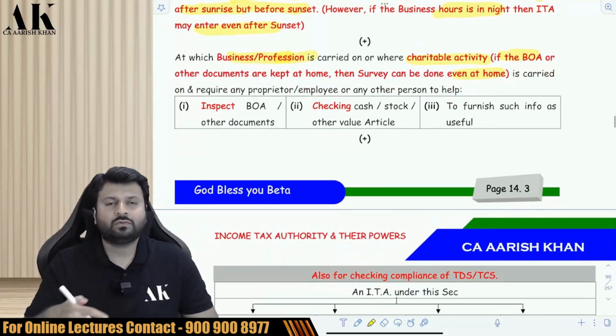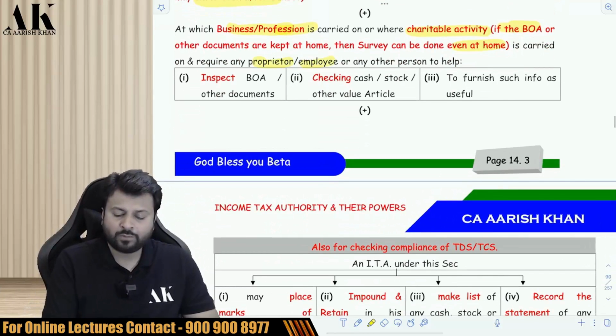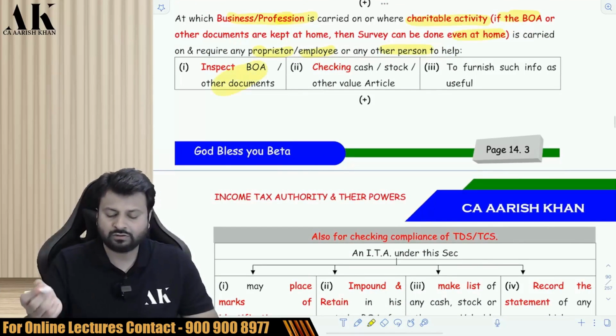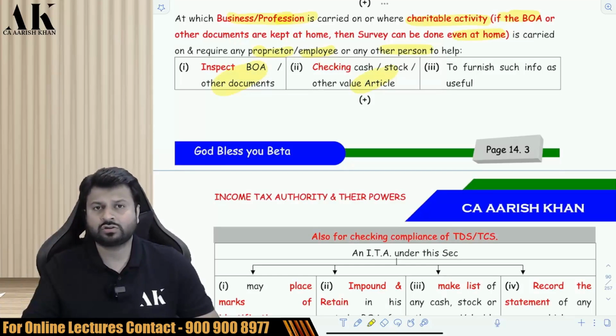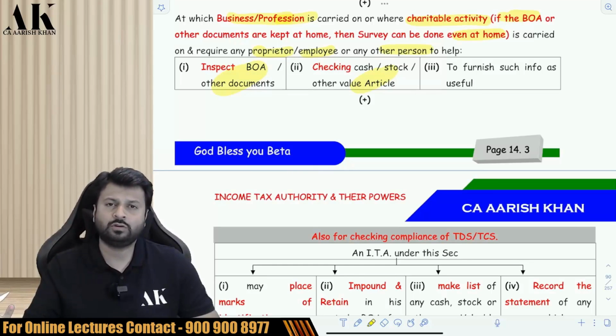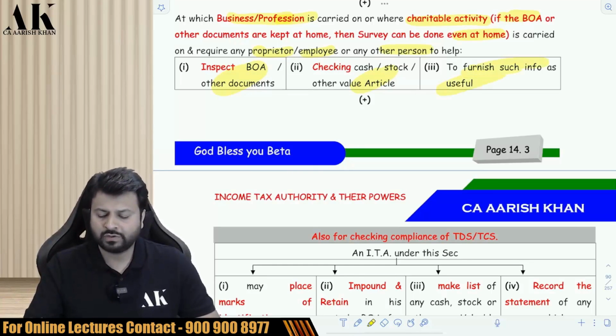Okay. Now, what will they ask? They will ask the proprietor, the employee or other person to inspect the books of account, saying that we want to inspect the books of accounts. We want to check your cash account, we want to check your stock account, your various valuable articles, and we want some other useful information from you all.